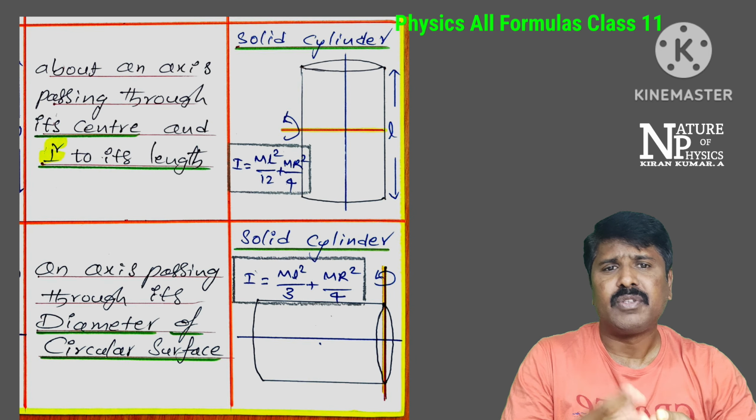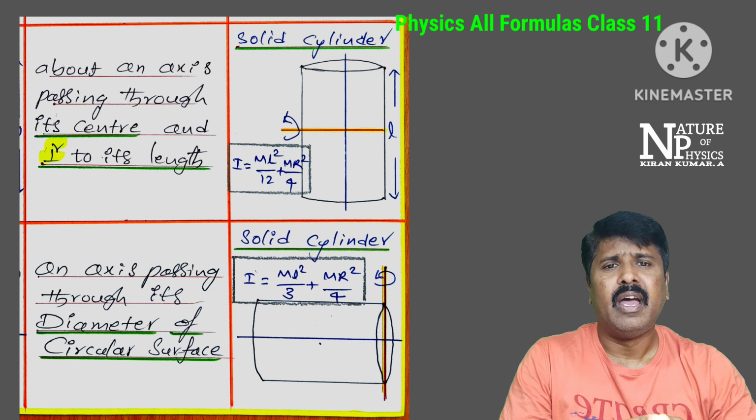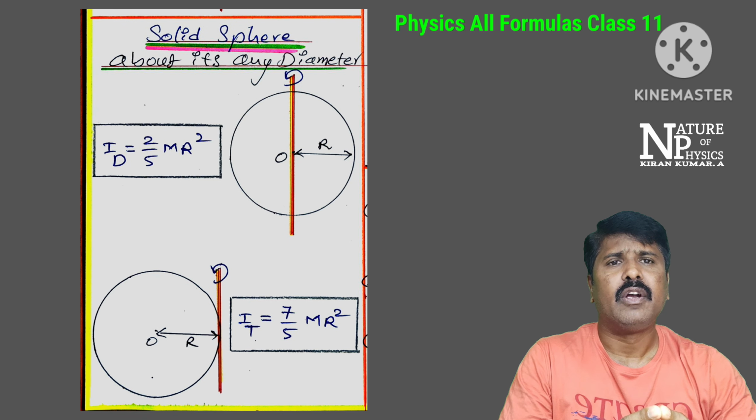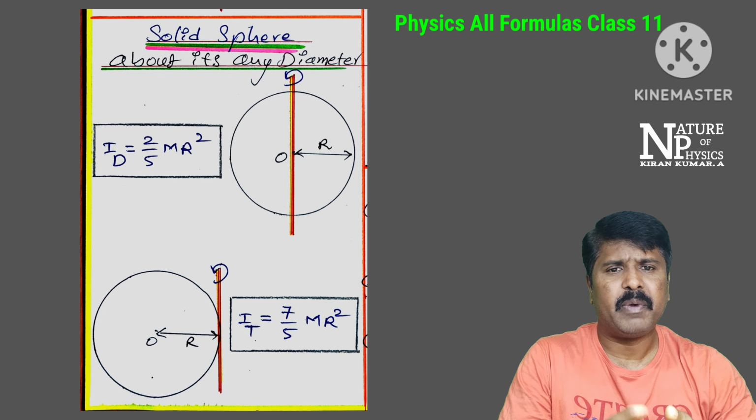Okay, and solid cylinder also clearly I gave you moment of inertia. And then continuation, next one is spherical shell I gave you, so that spherical shell is 2 by 3 MR square, and solid sphere is 2 by 5 MR square, student. Okay, and solid sphere also 2 cases I gave you perfectly.